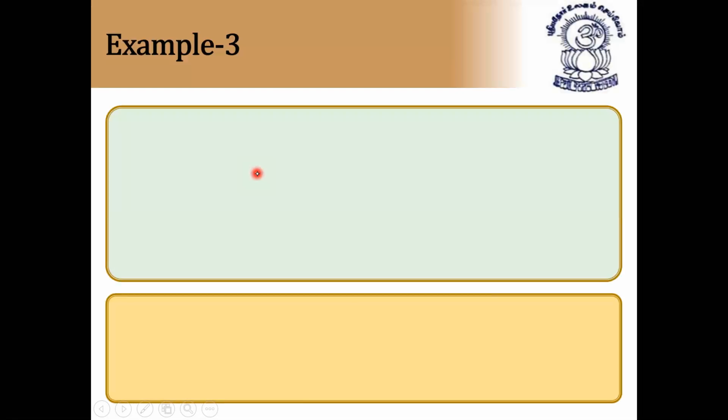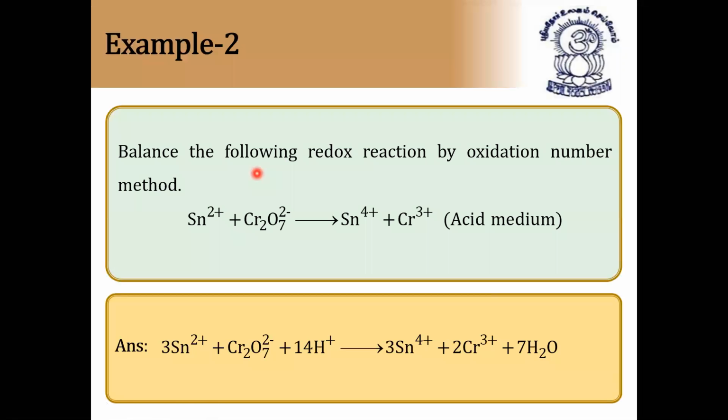Let us move it back. So it is 3Sn +2 plus Cr2O7 2- plus 14H+ gives us 3Sn +4 plus 2 Cr +3 plus 7H2O. Since 7 oxygens are there on one side and no oxygen on this side, we automatically add an equal number of water molecules. And on the other side, since it is acidic medium, we add an equal number of H+ ions. So 7 times 2 is 14, so 14 H+ ions. I hope it is clear. It's very simple. This type of question you'll get. Next.